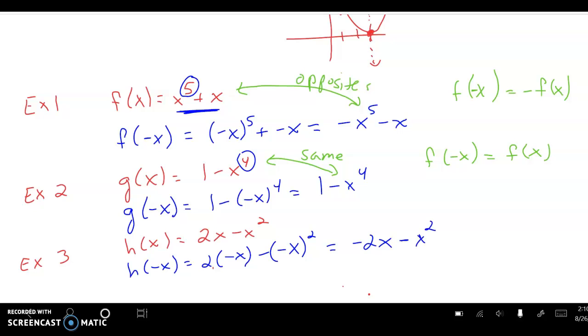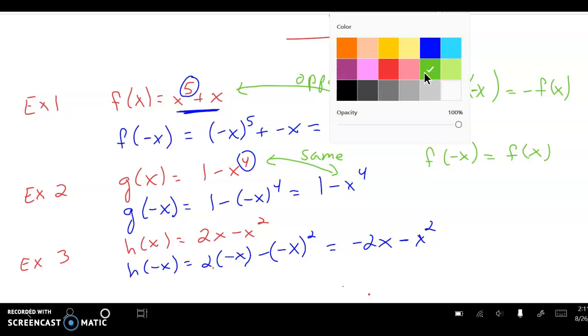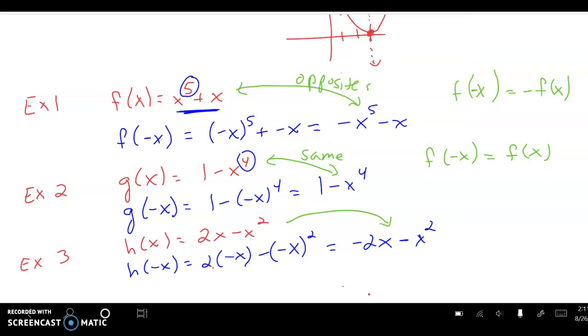Now when I look at this, this is neither. At first you might think they're opposites. But if you take a negative and you factor it out of this, you don't get what you started with. You get a plus x squared, not a minus x squared. So this is a case where it's neither.